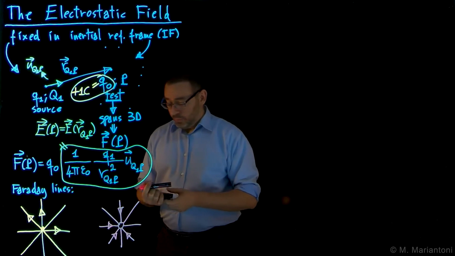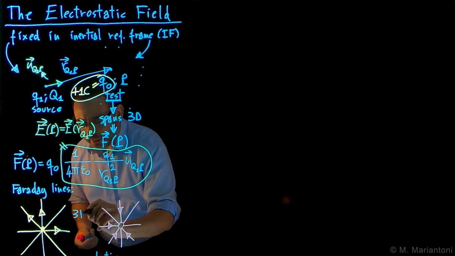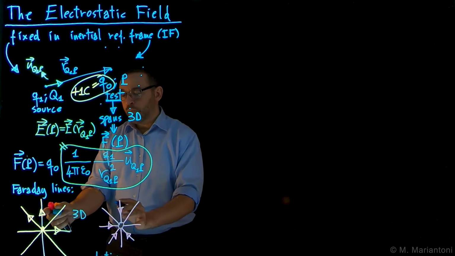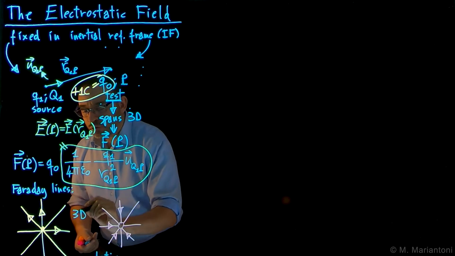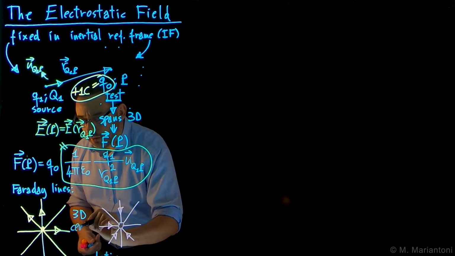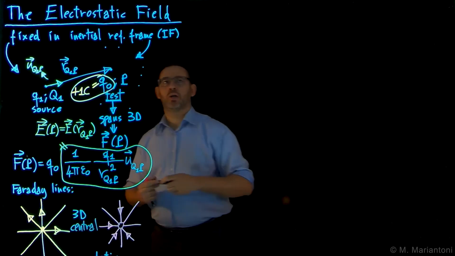Now, interestingly enough, by doing a 3D rotation, we obtain the field lines everywhere in space, and this is said to be a central field with this specific type of symmetry. We'll come back to this in a few videos.